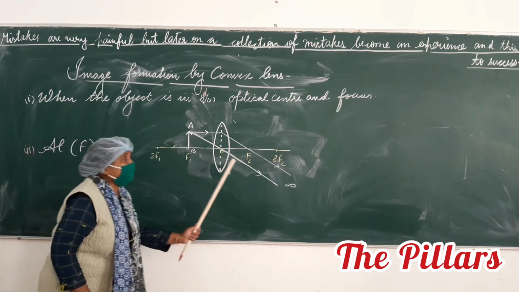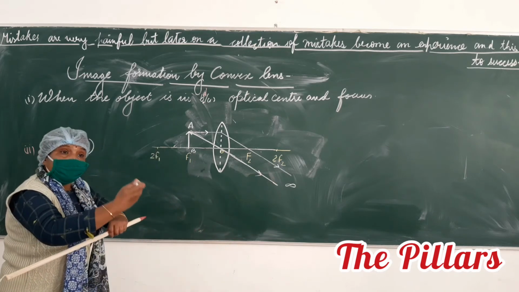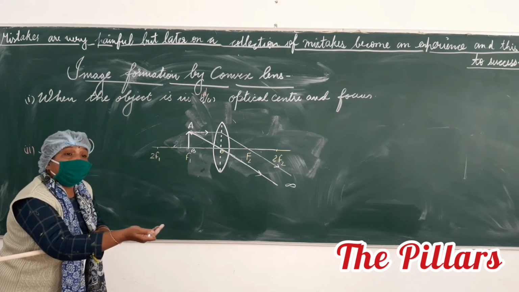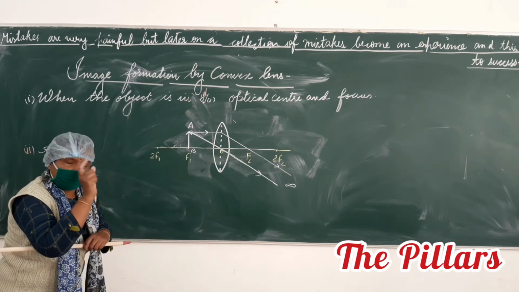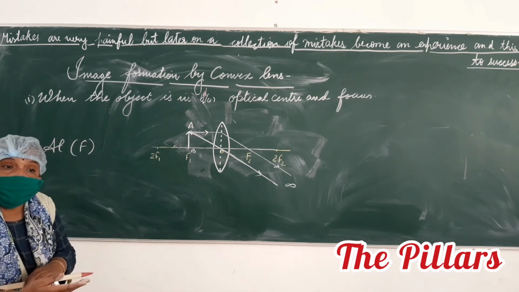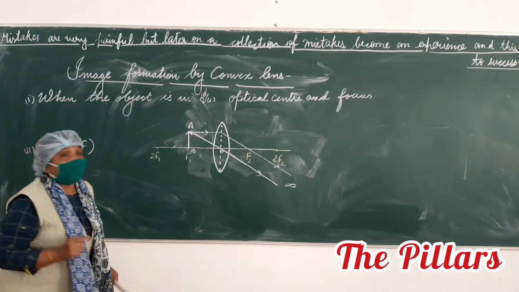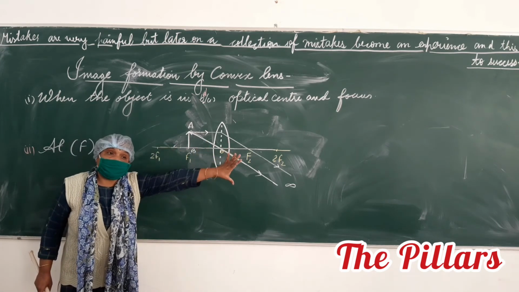And tell me one thing. Where is the image formed? At infinity, behind the lens. If it is behind the lens, what type of image is formed? Real or virtual? Real. Inverted or straight? Inverted. Very good. Size will be bigger than this, highly enlarged.